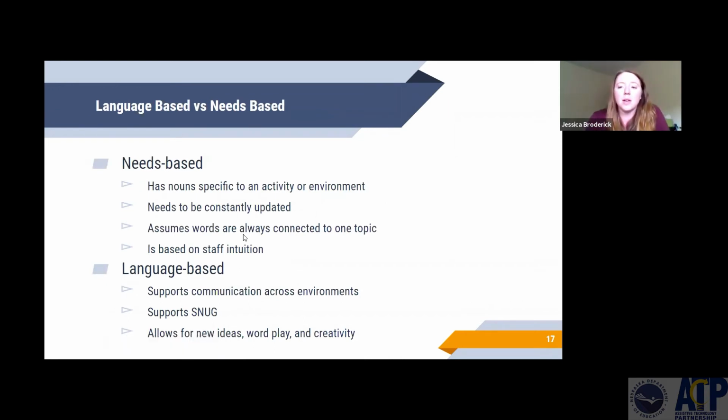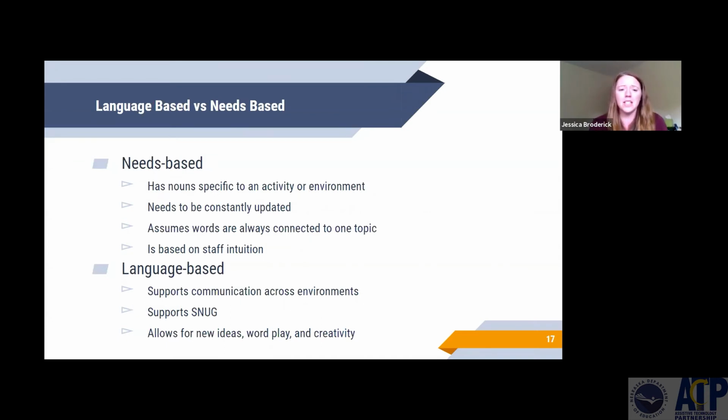So setting up systems has two ways that it can go. One is needs-based and one is language-based. Needs-based might be like what I referenced earlier: this is the folder we use when we're in science, this is the folder of vocabulary we use when we're in art. This has a bunch of nouns specific to whatever environment or activity students are in. We'll talk more about the difference between these in the webinar about teaching procedures and descriptive teaching, but here's a brief preview.